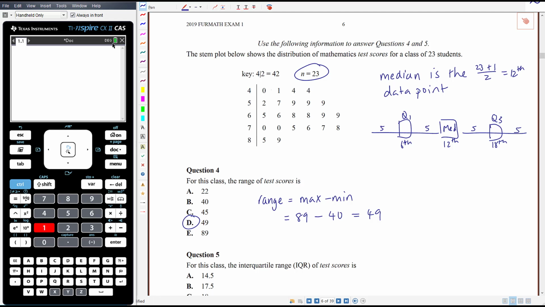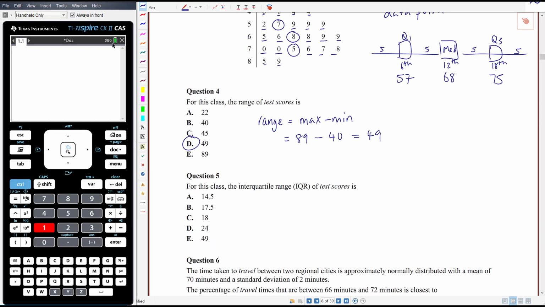So the 6th piece of data is Q1. So 1, 2, 3, 4, 5. The 6th piece of data is 57. 7, 8, 9, 10, 11. The 12th piece of data is 68. 13, 14, 15, 16, 17. The 18th piece of data is 75. And yes, we can confirm we'd have 5 bits of data after that. So it's 5 bits of data, then Q1, 5 bits of data, then the median, 5 bits of data, then Q3, then 5 bits of data.